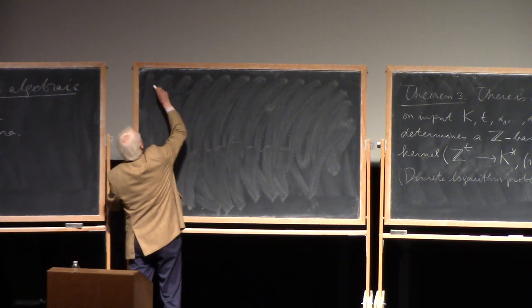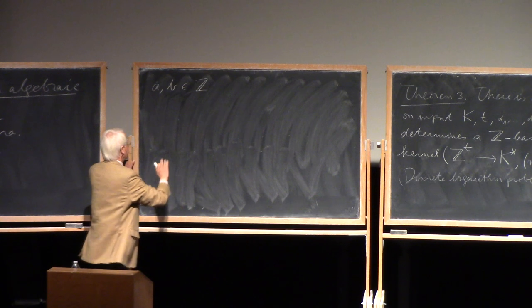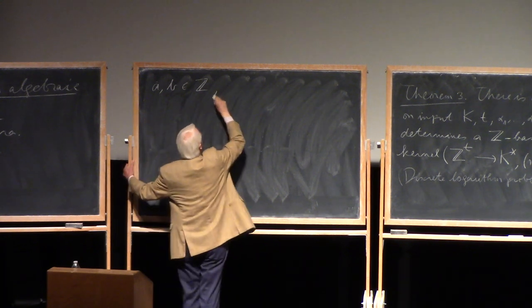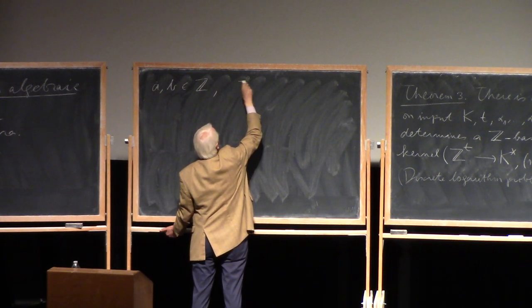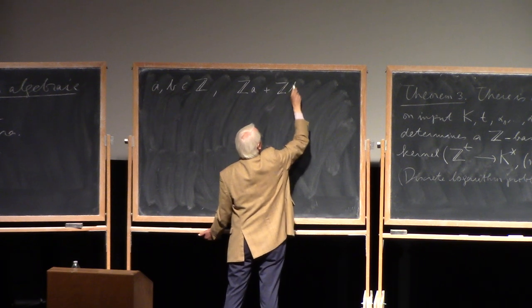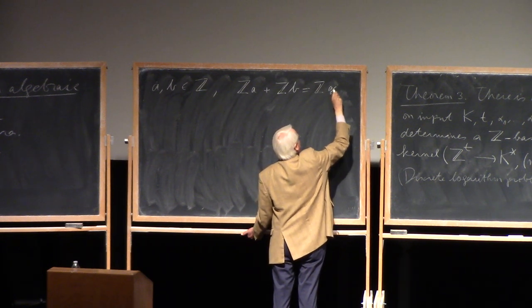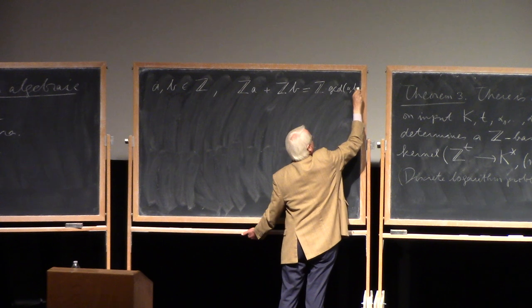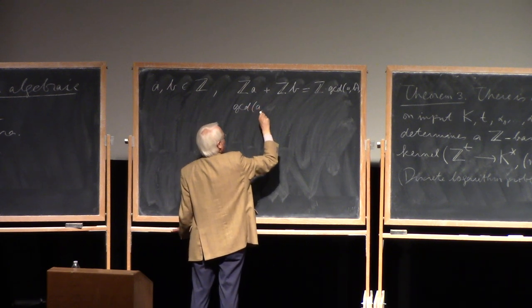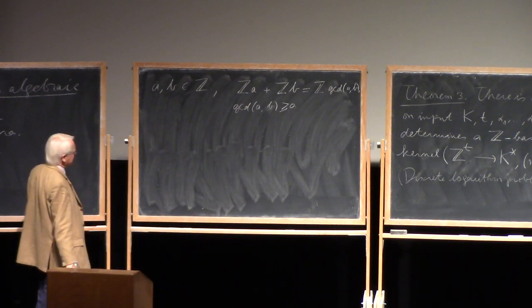Suppose that I start with the integers, and I take two integers A and B, then the GCD of A and B, as you know very well, is characterized by two properties. Namely, if you look at the group generated by A and B, that is a subgroup of Z, and every subgroup of Z has a single generator. It is exactly cyclic, and to make that generator unique, you take it non-negative. And that is the definition of the GCD.